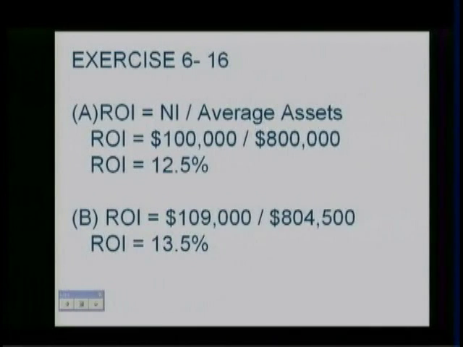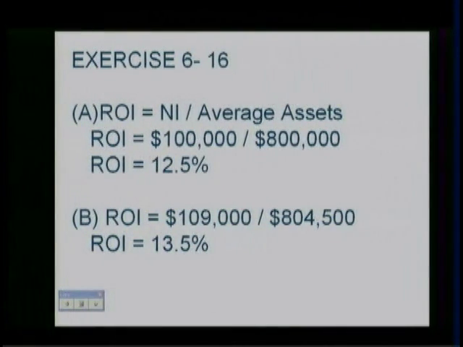The first thing they ask us to do in this problem is to calculate ROI for 2003. Remember, to calculate ROI, we take net income and we divide it by average total assets. They give us net income at $100,000 and average total assets of $800,000. So the way their books read in 2003 would give them an ROI of 12.5%.